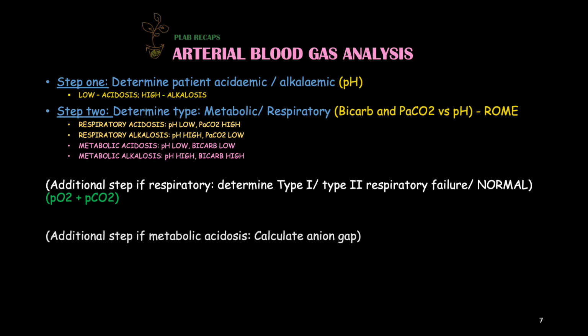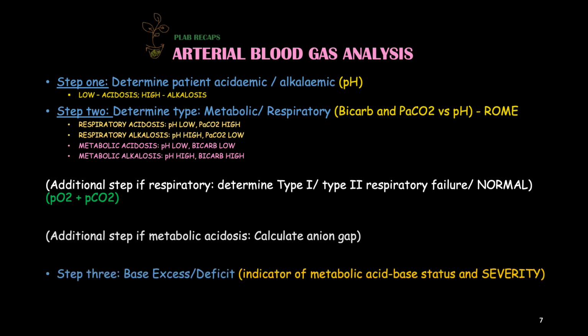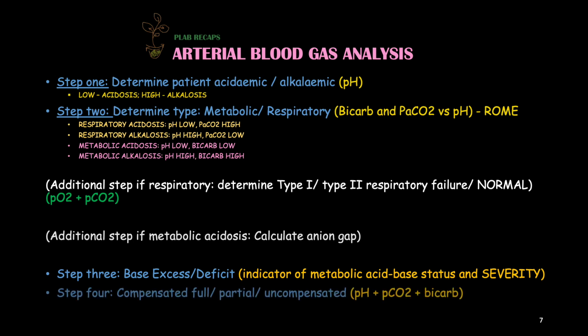Step 3. A high base excess means that there is more bicarbonate in the blood, meaning that either there is a primary metabolic alkalosis or a compensatory respiratory acidosis. The opposite is true for a lower than normal bicarbonate. Step 4 includes identifying compensation, whether it is full, partial, or uncompensated.